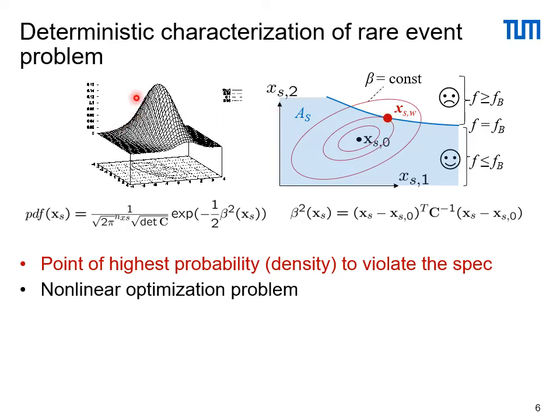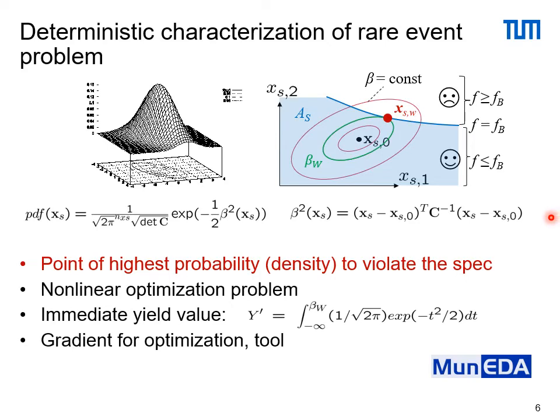If you think about that Gaussian bell curve here, the larger the radius of this level contour, the smaller the corresponding PDF value. So when you go in this space here, the values become smaller and smaller. So it's more and more improbable. Now, the point with the smallest radius gives you the largest PDF, which is the most probable point. So you just look at one point, the most probable point to violate the spec. That's a deterministic characterization of the rare event problem. And it's not simple, but it's a specific nonlinear optimization problem which can be solved.